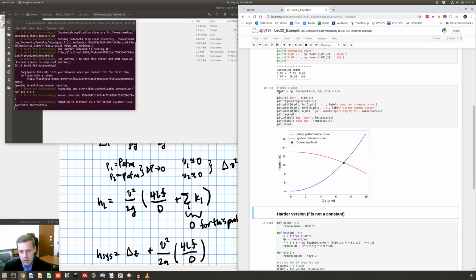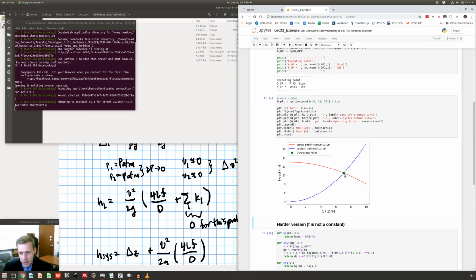Here I'm just plotting the demand curves, the supply and the demand curve, by making a linspace over some range of Q's. This isn't 0 because it freaks out if I'm 0. And you can see the point where they cross is the point that we solved for, and it's right there.